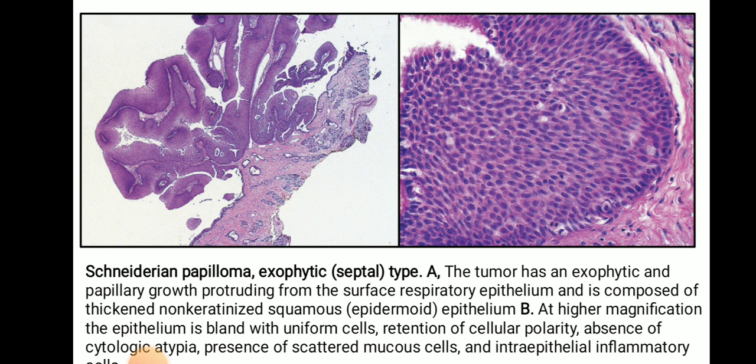This is the image showing exophytic type of papilloma. In this image, we can see the tumor has an exophytic and papillary growth protruding from the surface respiratory epithelium, and it is composed of thickened non-keratinized squamous epithelium. At higher magnification, the epithelium is bland with uniform cells, retention of cellular polarity, absence of cytological atypia, presence of scattered mucocytes and intraepithelial inflammatory cells.